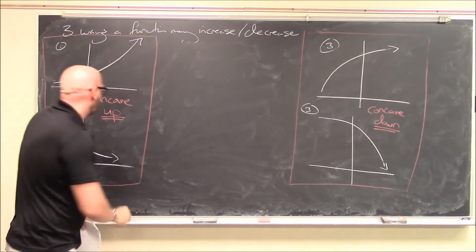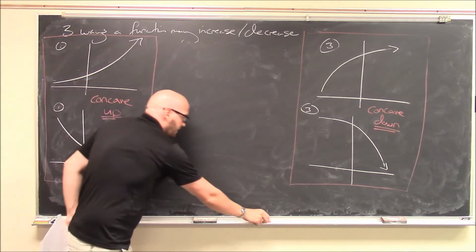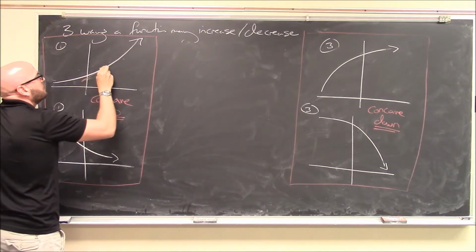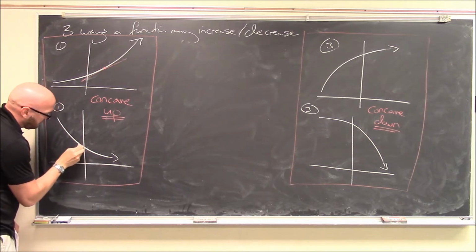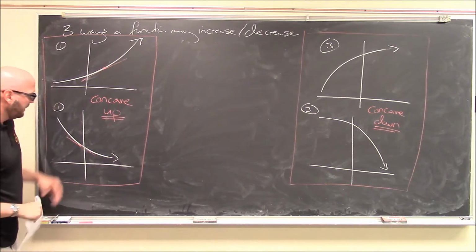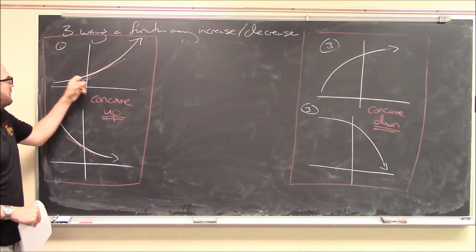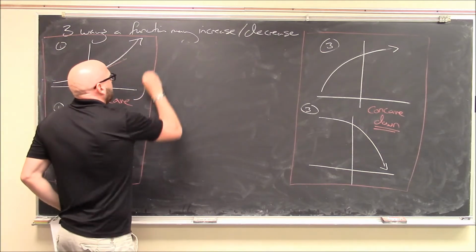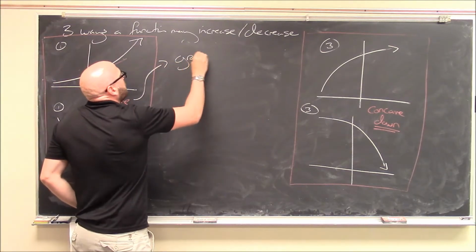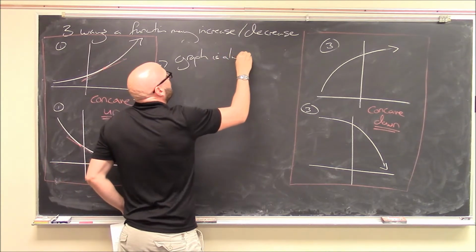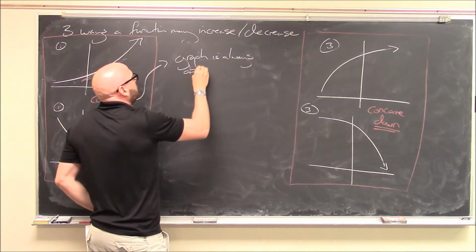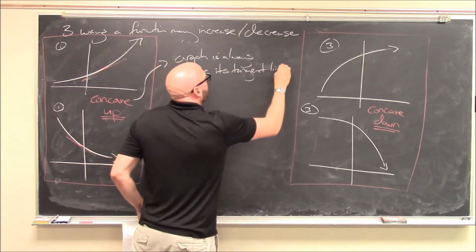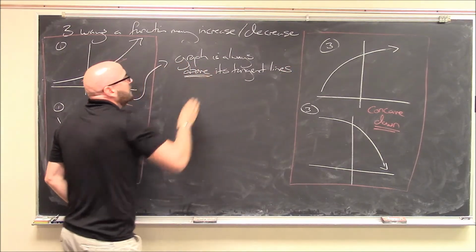So what does it mean to be concave up? Why is this concave up? Well, suppose I came into any point on either of these graphs. If I came into any point and I put down a tangent line on either of these graphs, you'll notice that the graph is always above the tangent line, right? No matter where I try to draw a tangent line, the graph is always above it. So here's what it means to be concave up. It means the graph is always above its tangent lines. Always above the tangent lines.